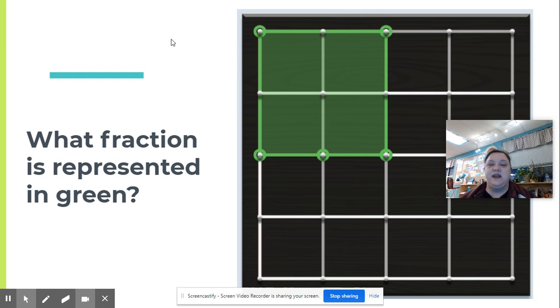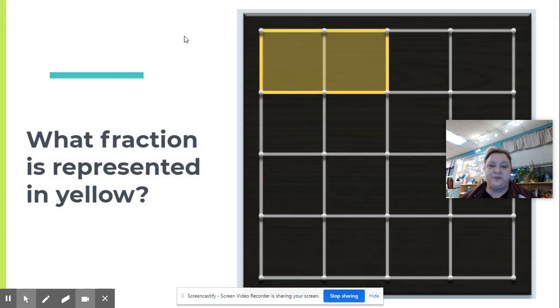What about in green here? We have 1/4. So 1/4 of the whole. It is also 4/16 of the whole. What about this? This is 1/8.